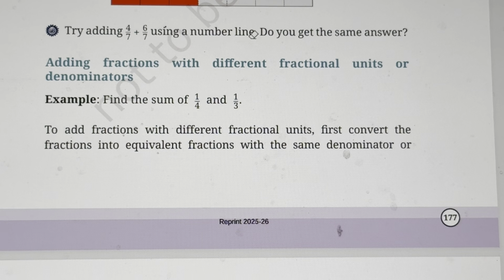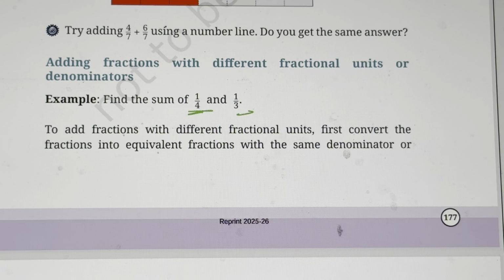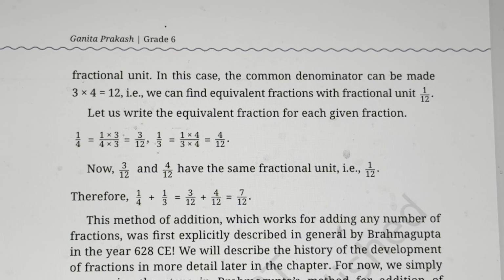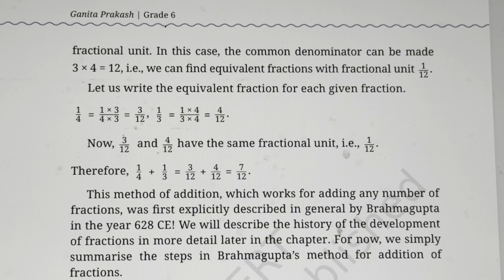Here, adding fractions with different fractional units. Till now what we did was with the same fractional unit or the same denominator. Here you can see that the denominators are different. So 1 upon 4 plus 1 upon 3. To add with different denominators, first we need to convert them into the same denominators. If you remember, in comparison of fractions we did the same thing. We found the equivalent fractions, because if the denominators are the same, it is easy to compare. Similarly here, if the denominators are the same, we can easily add them.